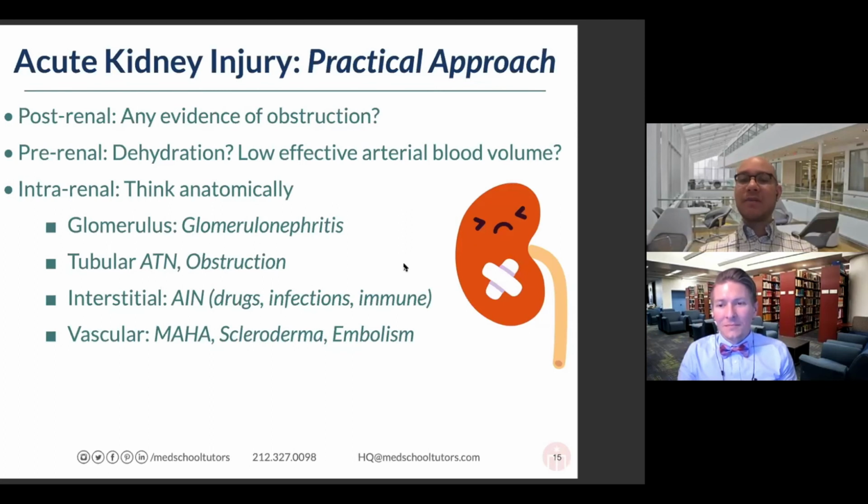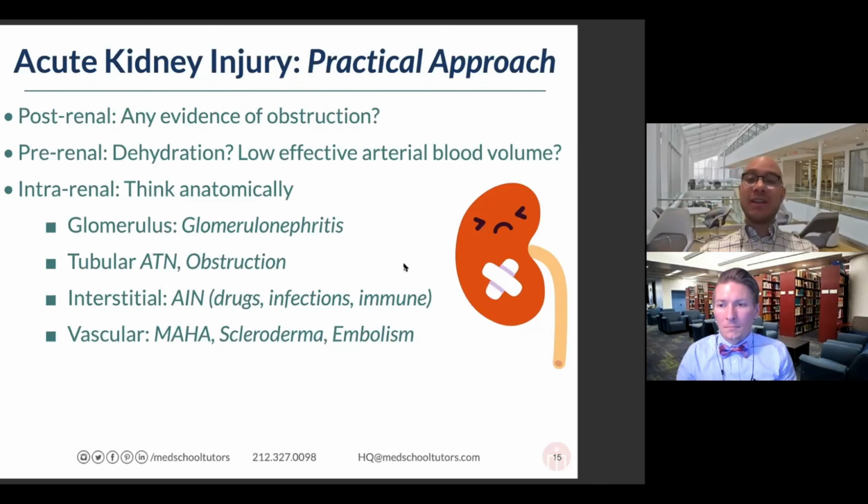And the way I simplify this for myself is I think anatomically, and again, this slide is not meant to be exhaustive. There are pages upon pages in First Aid and tons of videos out there that document each and every disease that can affect these different anatomic compartments. But of course, you're thinking about the glomerulus. Is there inflammation of the glomerulus? Is there blood in the urine? Do you see red blood cell casts that lead to something like a glomerulonephritis?